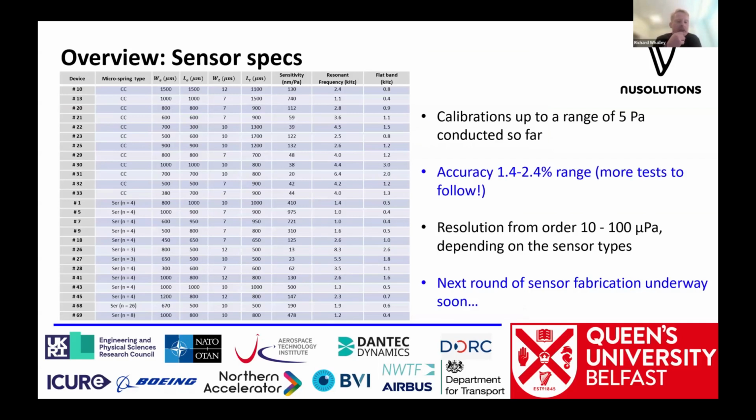And so we've got quite a few different sensors fabricated up now. We've typically calibrated them to around 5 pascals, accuracy around that 1.5% sort of mark, resolutions of 10 to 100 micropascals, and hopefully next round of fabrication underway shortly.